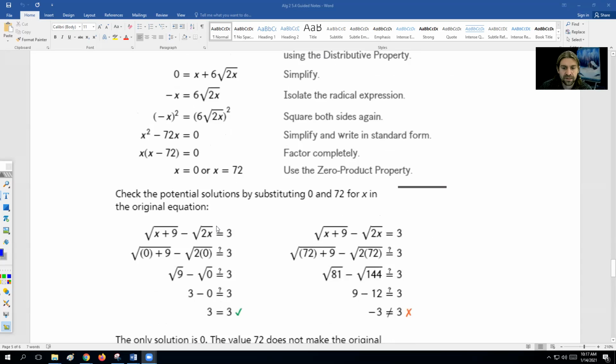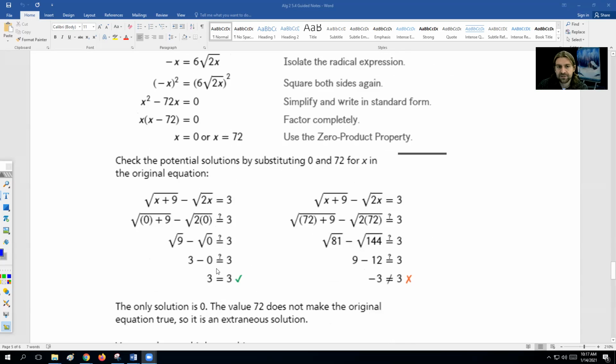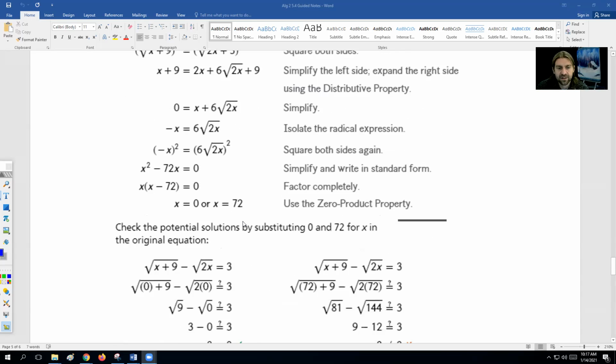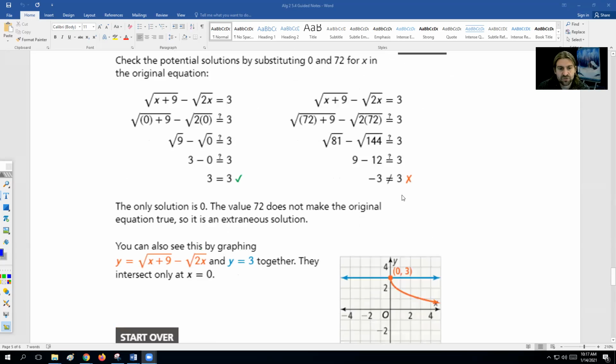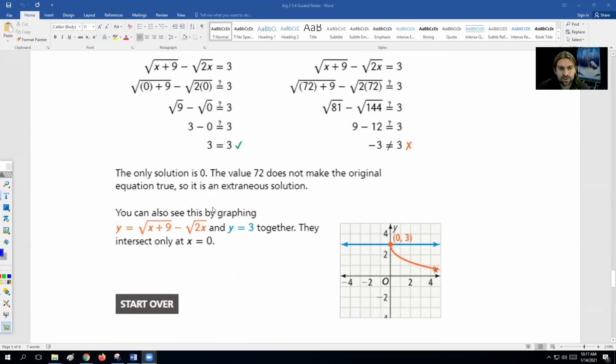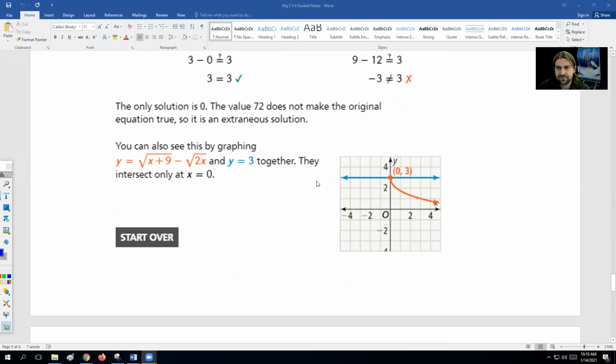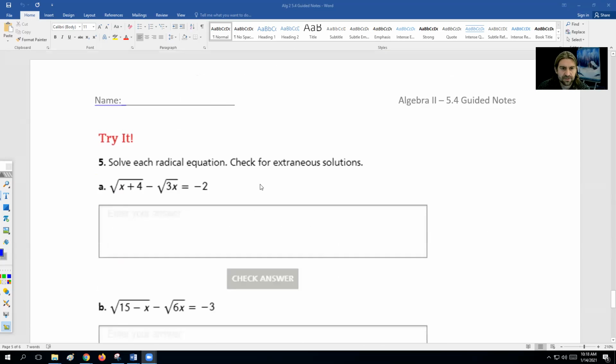Now, just like before, when we get two answers, we need to plug them both back into the original problem at the very beginning to see if we get the right values. Sometimes we can get ones that work. Sometimes we don't, and we get what's known as extraneous solutions. We can also kind of figure out some of these answers by graphing them. But let's go through and solve to make sure we get this.